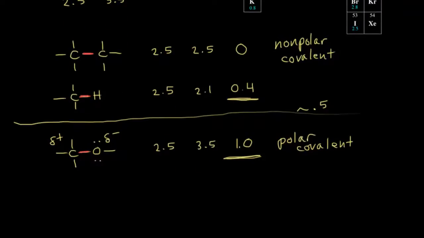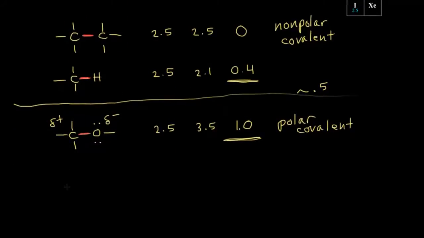Let's do another example. Let's compare oxygen to hydrogen. So let's think about what happens to the electrons between oxygen and hydrogen, the electrons in red here. We've already seen the electronegativity values for both of these atoms. Oxygen had a value of 3.5, and hydrogen had a value of 2.1. So that's an electronegativity difference of 1.4. So this is a polar covalent bond.